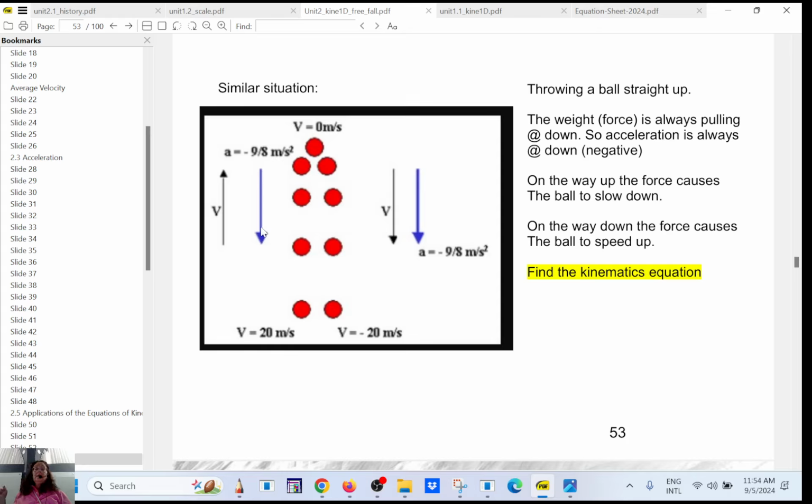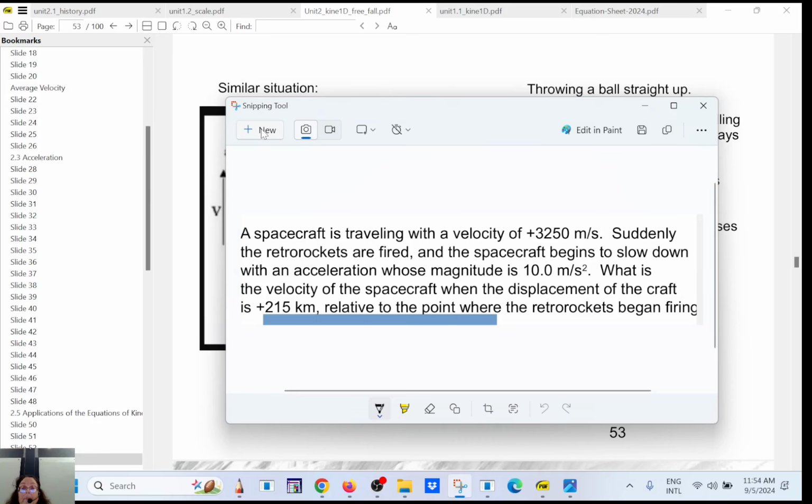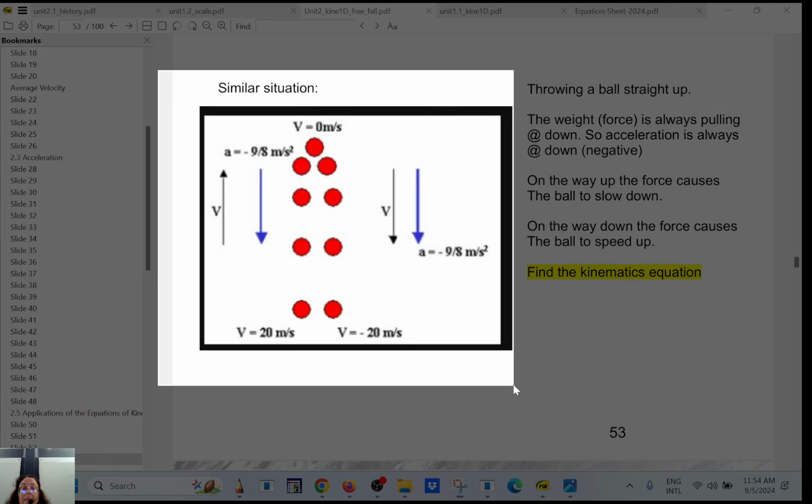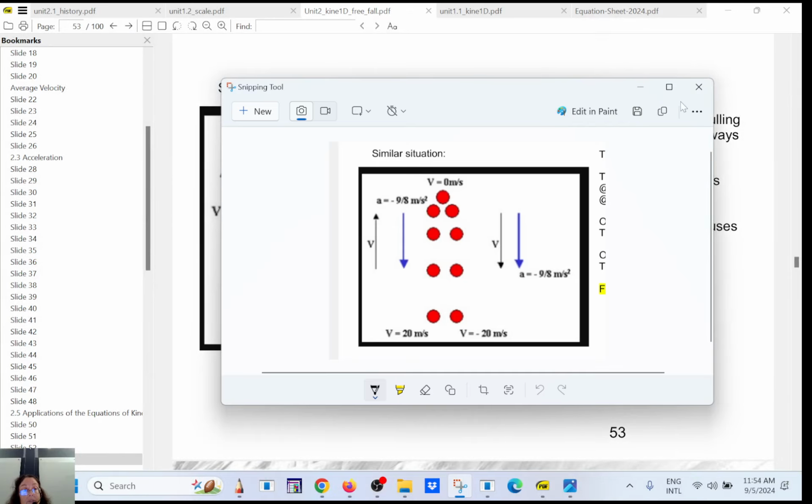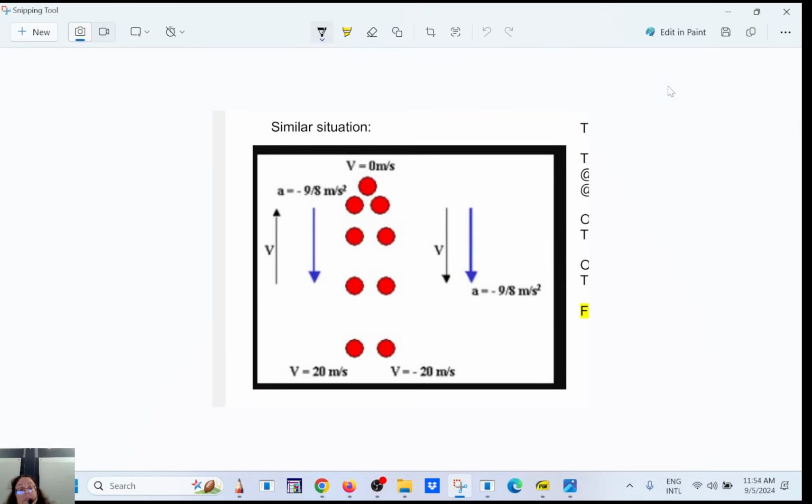Okay, so acceleration is always down, negative 10. Initial velocity is 20. Can you write down the kinematics equation that will describe the position as a function of time, and it will describe the velocity.